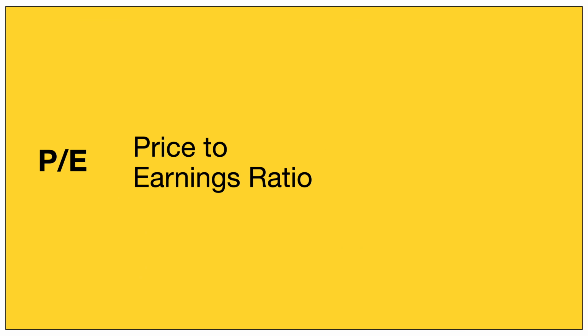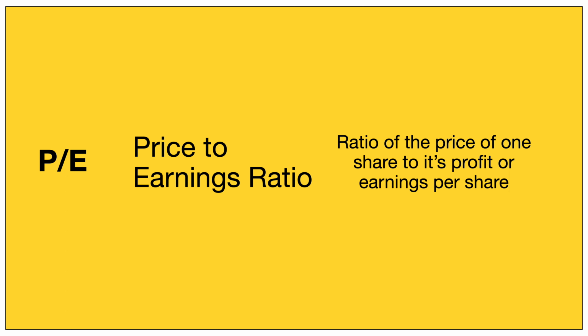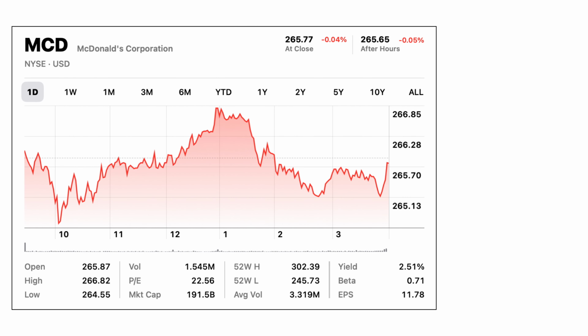So remember, we're going to circle back to this PE ratio, the price to earnings ratio. And that is, again, is going to be the ratio of a price of one share of stock to its profit or earnings per share. So we can see how we make this calculation right here. So it's just a simple division. So we have the share price and divided by the EPS. So we're going to do that right down here.